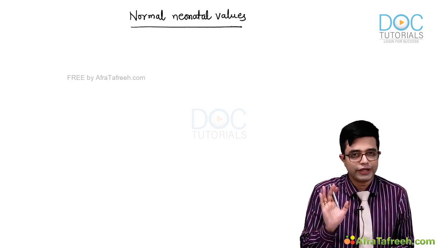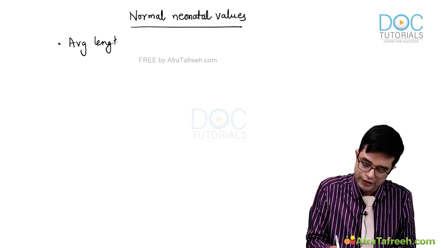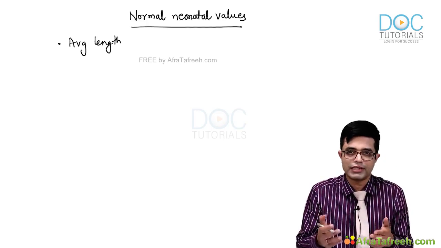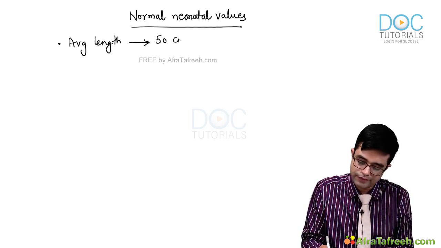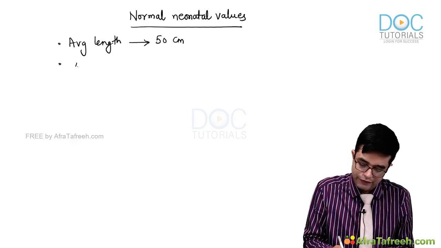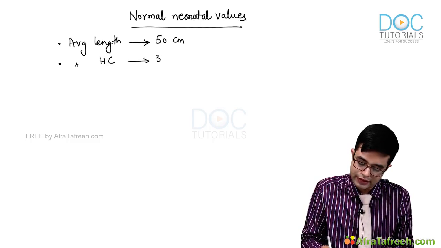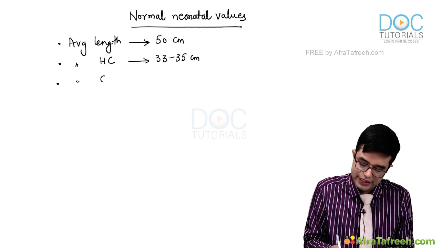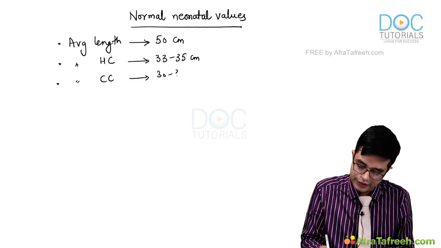Normal birth weight we have already done, 2.5 to 3.99 kilograms. What is the average length in a normal term neonate? We are talking about term because unless specified, we are talking about term. So average length is around 50 centimeters. The average head circumference or occipitofrontal circumference is 33 to 35 centimeters. The average chest circumference is 3 centimeter less, so it is 30 to 33 centimeters.